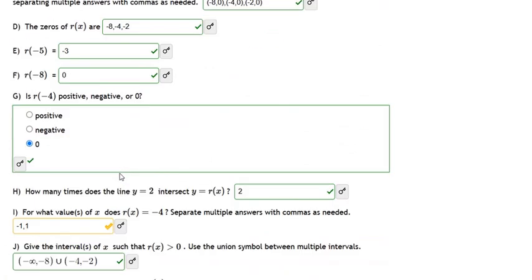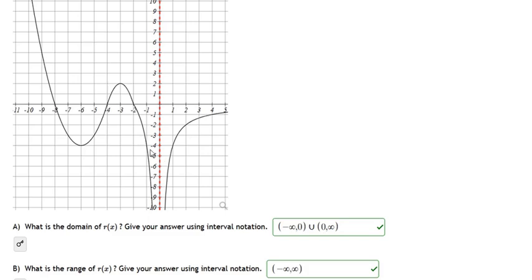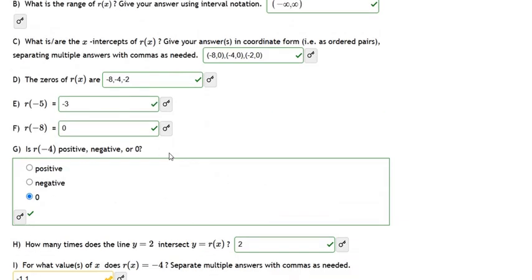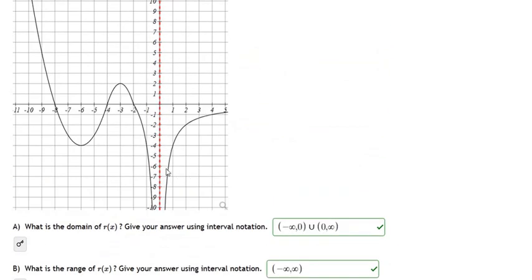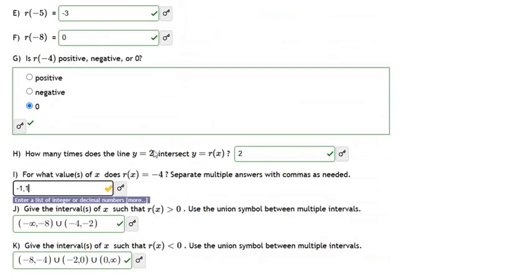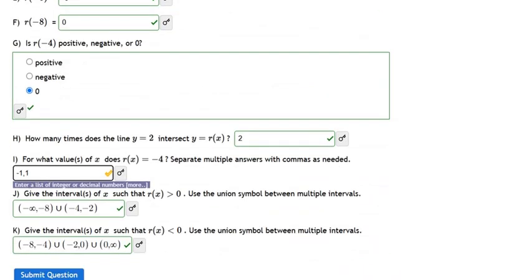Oh, I did something wrong. Where does it equal negative 4? That's at negative 1. That's at positive 1. What's wrong with my answer? Where's the function equal negative 4? R of x equals negative 4. So this is negative 4 for y. So that's definitely a negative 1. Oh, there's a third one. Sorry, I missed this one. Negative 6. There we go. That should do it.